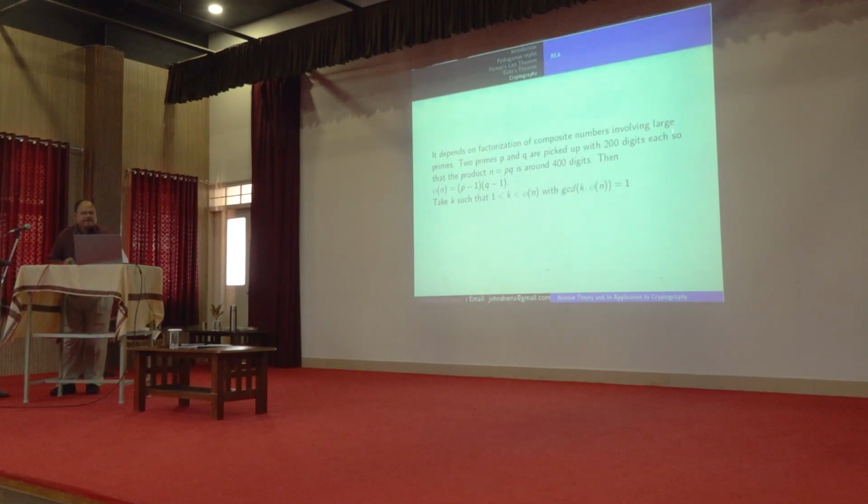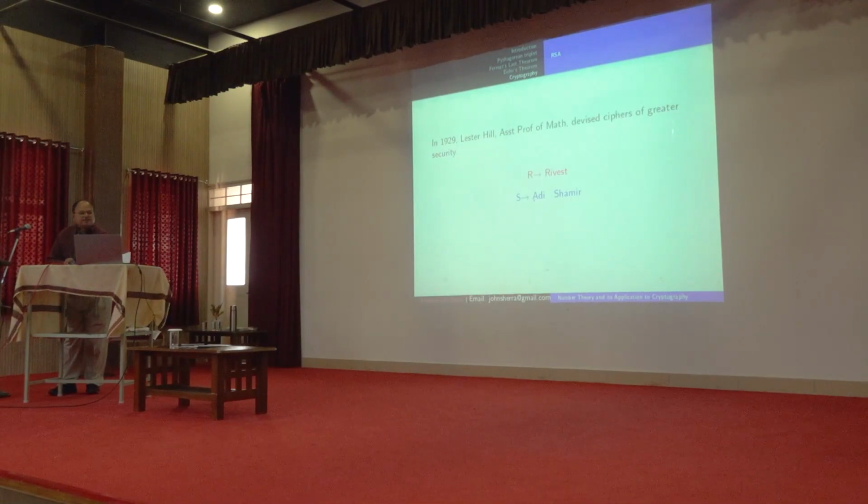Yeah, this you can just see, the factorization of primes. The main one that I'm taking, which remained a very good crypto system for many years, is RSA. I'm trying to give you that RSA. Here it is. RSA: R is for Rivest, S is for Adi Shamir, and then Leonard Adleman.